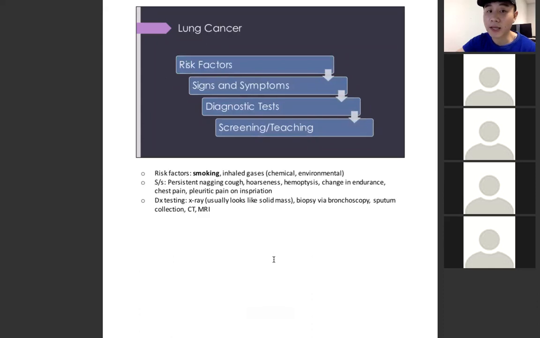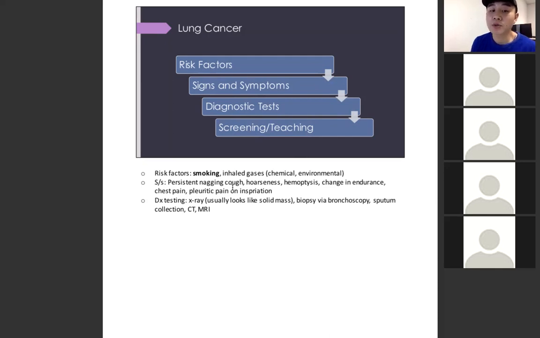Next, we have lung cancer. So a risk factor for lung cancer is obviously smoking. They inhale carcinogen-containing air into the lungs. Chemicals or gases from the environment, like from a refinery or a busy street in an urban area where it is highly polluted, can lead to lung cancer.